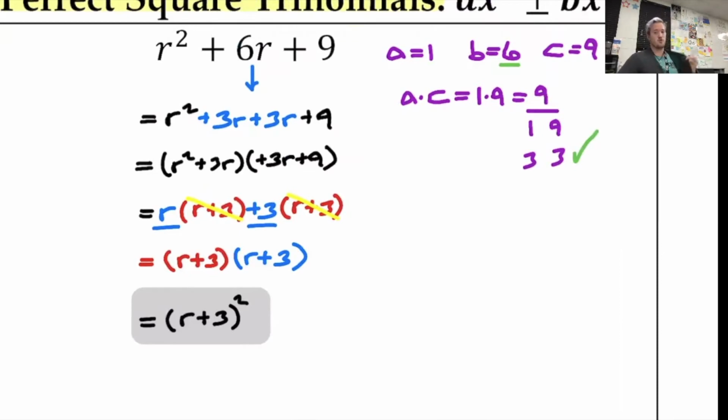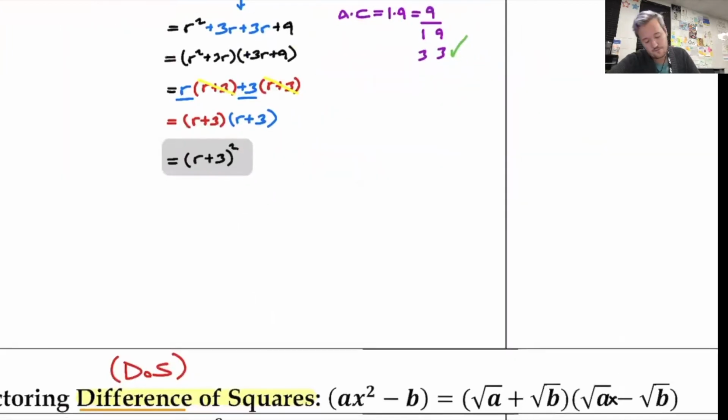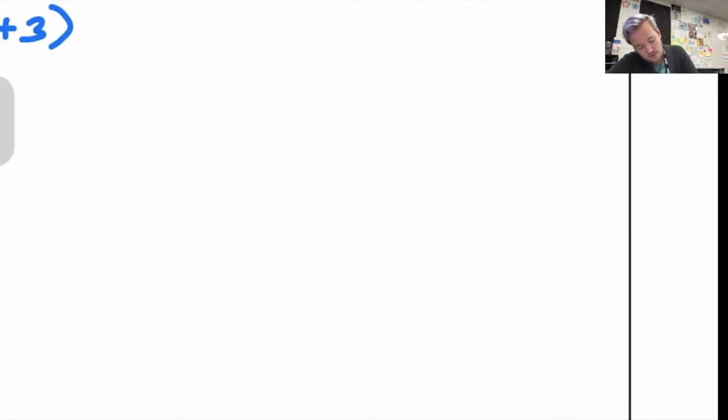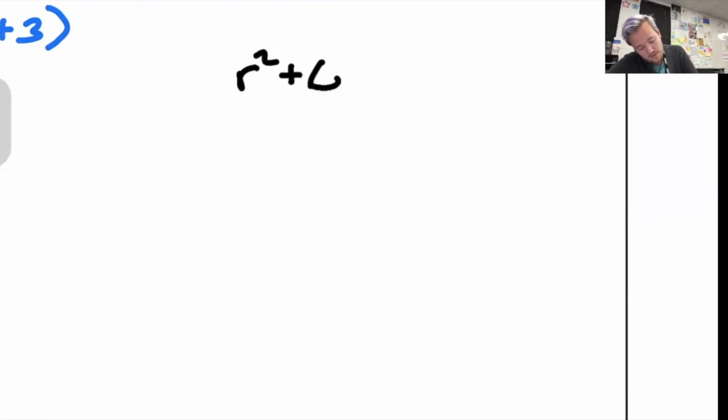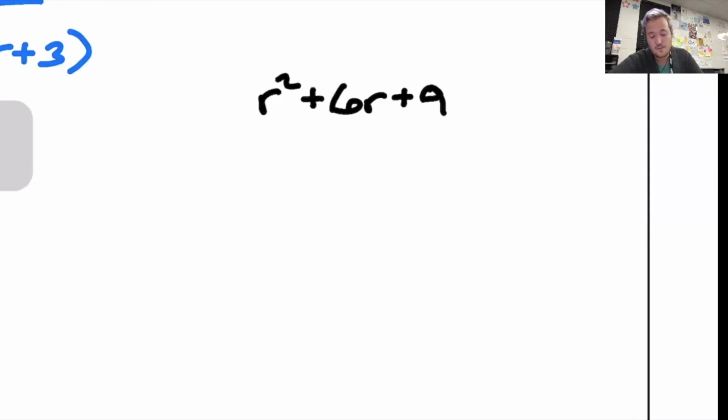So there is a trick to solving a perfect square trinomial. All right, so let's say I'll do it down here. So r squared plus 6r plus 9. Now, just an FYI, this is only going to work if you recognize the pattern. So the pattern is the first and the last terms, they have to be perfect squares, meaning I can take the square root of them. So if I take the square root of r squared, you get r. If I take the square root of 9, you're going to get 3.